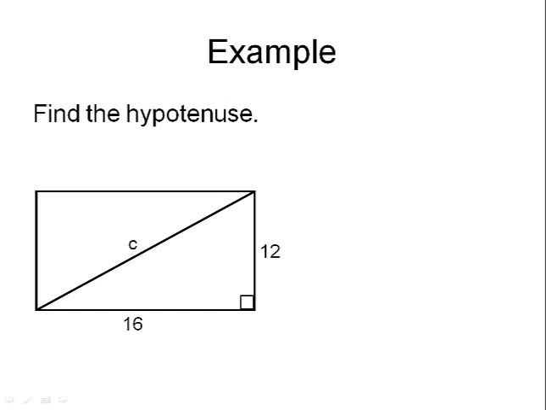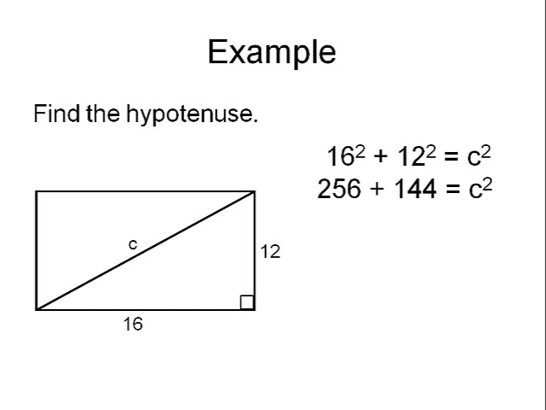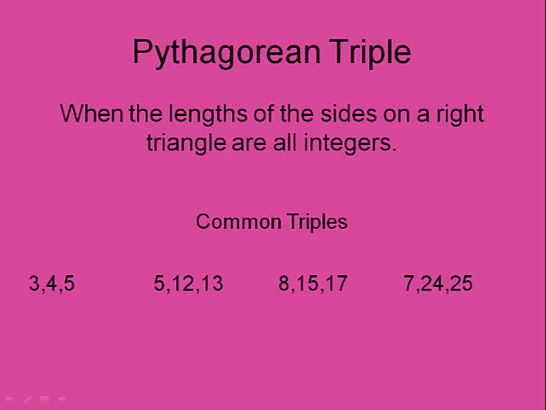Let's go ahead and do our first example here. We have a right triangle inside of this rectangle. The measure of the two legs is 12 and 16 units, and they're asking us to find the hypotenuse, c. So if we plug in the legs, 16 squared plus 12 squared will equal the hypotenuse squared. And when we work this out, we get 256 plus 144, and when we add those, we get 400. To get rid of the squared, we take the square root. So that tells us that c, our hypotenuse, is 20 units. So this all should be review from middle school and from stuff you've done last year as well.